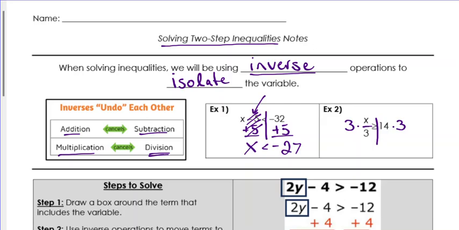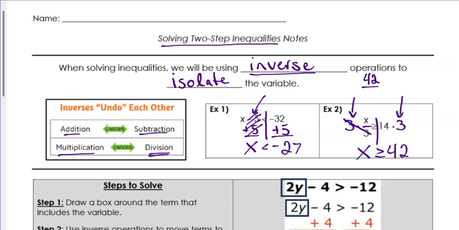The multiplying by 3, dividing by 3, they cancel each other out. That's exactly what we want. That gives us just the x by itself. And then we multiply by 3 on the opposite side, and we get 42. The sign just comes down. We just rewrite that right in between. So x is bigger than or equal to 42. And really, it didn't change anything. That's why we multiply on both sides. We're not changing anything.